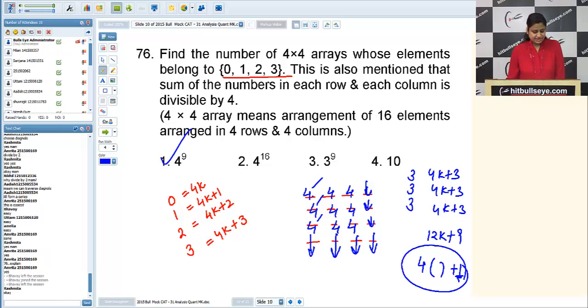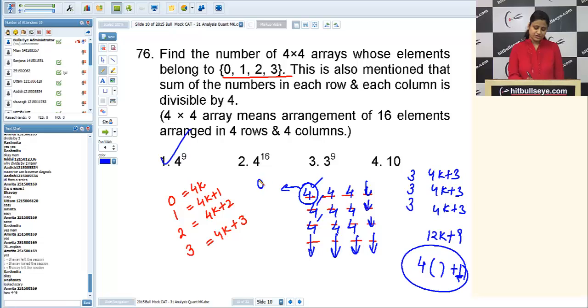Clear? Nice and tricky question. Very, very good question, but you have options with you. No, it was easy. And look at the options. How 4 raised to power 9, Amrita? See, for every place there are 4 choices. You can fill in every place with either 0 or 1 or 2 or 3. That's why I'm putting 4. 4 represents the number of choices for every place.